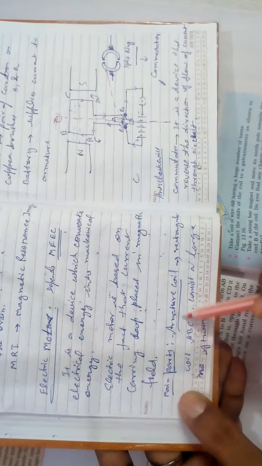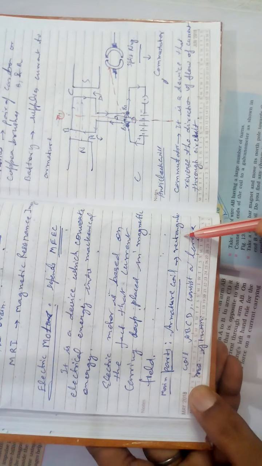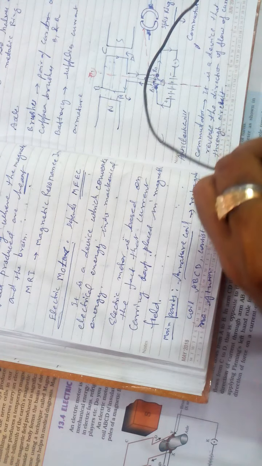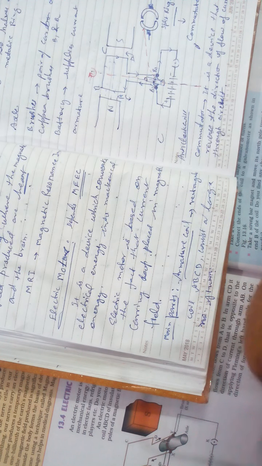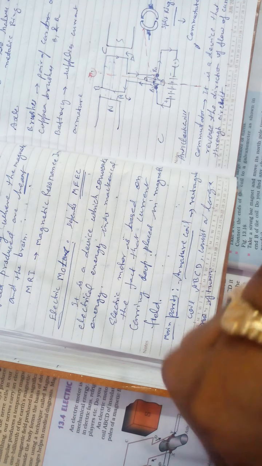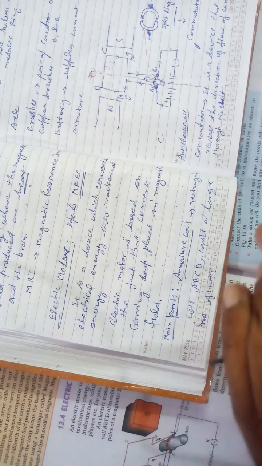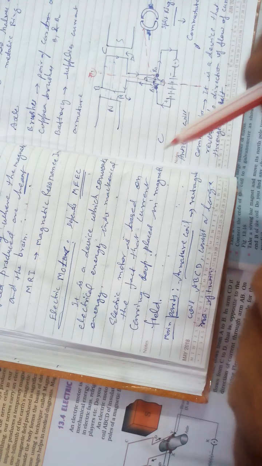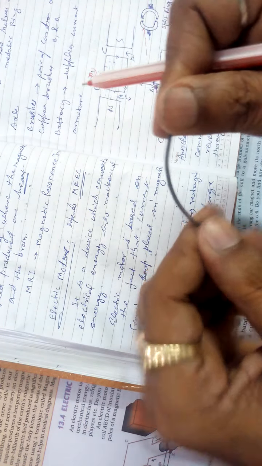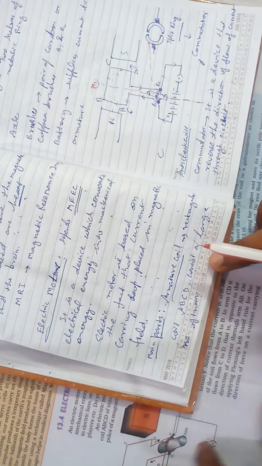The main part of the electric motor is the armature coil. There is the coil wire that you are seeing. The armature is of rectangular shape, which is very simple, and it is kept in the field like this. Like this it moves. The armature is a rectangular coil ABCD that you are seeing.